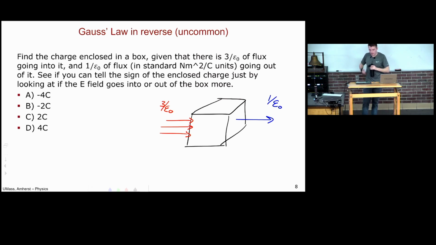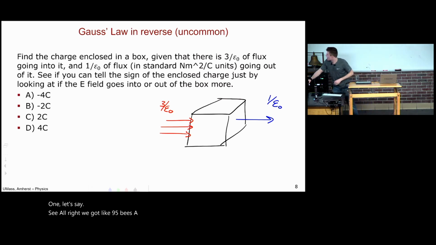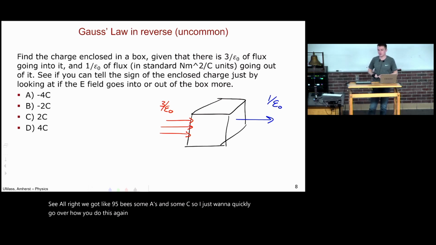All right, 3, 2, 1. Let's see. B, B. All right, we got like 95% B's, some A's, and some C's. So I just want to quickly go over how you do this. Again, you'll see this on discussion. It's an easy test question. Wink, wink. It'll be on the practice test. Wink, wink.